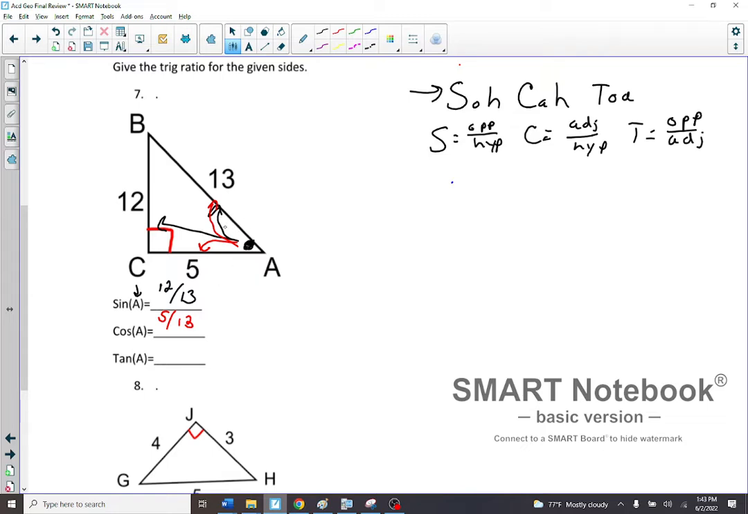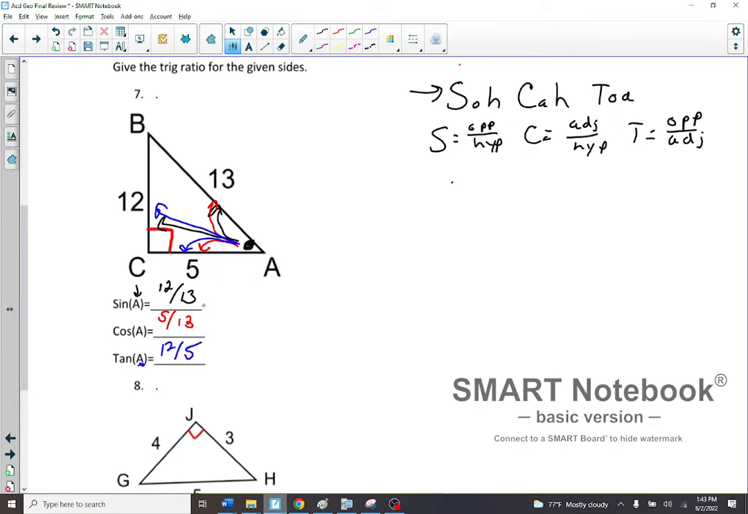Okay. And then tangent is opposite over adjacent. So I'm still standing at A. So 5 over 13, because cosine is adjacent over hypotenuse. And tangent is opposite over adjacent. So opposite is 12. The adjacent is 5. So there's 12 over 5.